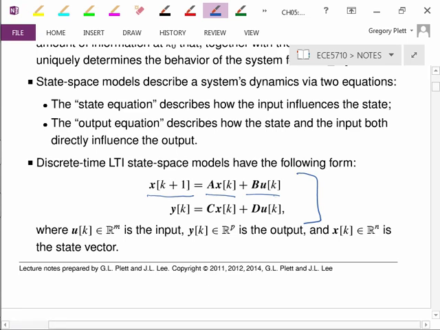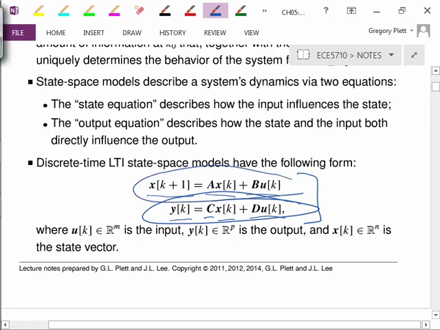The output equation says y, the output variables, is equal to a matrix C times the present state added to a matrix D times the present input. The output equation is memoryless. It's an instantaneous function. Notice that y, x, and u are all referencing the same point in time, whereas the state equation is a recursive equation that has memory, because when looking forward, I'm using the present quantities.